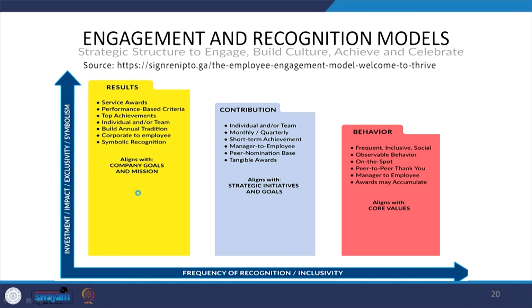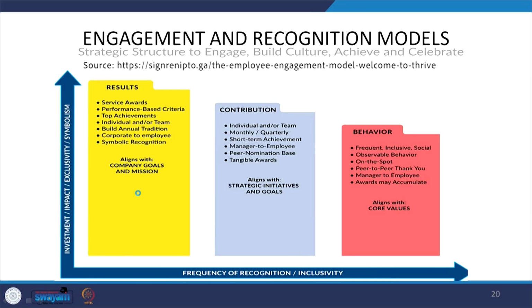We can also make the criteria individual based or team based. If a task is to be done by an individual, then definitely for those tasks there can be employee recognition, but many tasks are done in a team, and therefore team recognition is also to be there. Next, build an annual tradition. Many organizations in India now, instead of only annual, go by quarterly and six monthly recognition awards, so that motivation is a continuous process. It should not be one time in a year, rather it is continuous, and therefore they build the annual tradition.